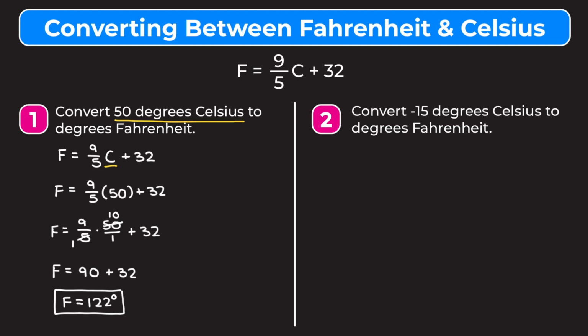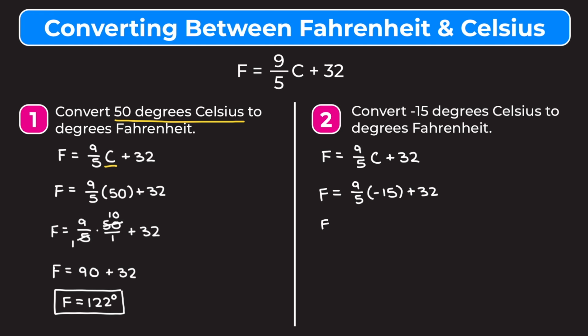And let's go over one more example where we're converting degrees Celsius to degrees Fahrenheit. And for this one, I encourage you guys to pause the video and try it on your own, and then you can watch me work through it to make sure you've solved it correctly. So we want to convert negative 15 degrees Celsius to degrees Fahrenheit. So again, let's start by writing our equation. And again, we're given degrees Celsius, so we want to replace C in our equation with negative 15. So we're going to have 9/5 times negative 15 plus 32.